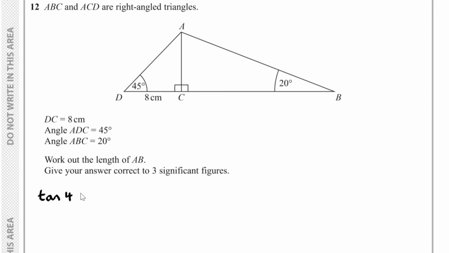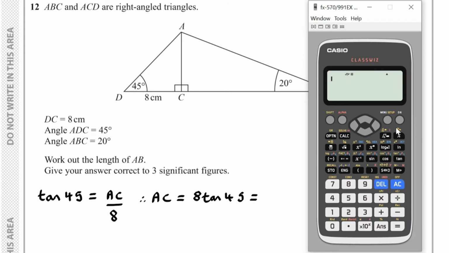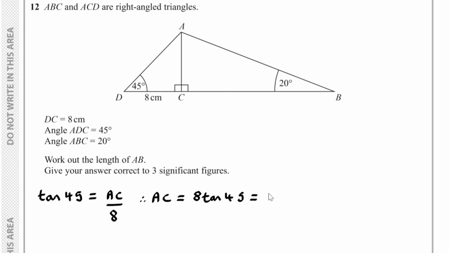So we have tan of 45 equals AC divided by 8. And so therefore, AC equals 8 multiplied by tan 45. So if I work this out, 8 times the tangent of 45, that's 8. So here we have 8 centimeters.